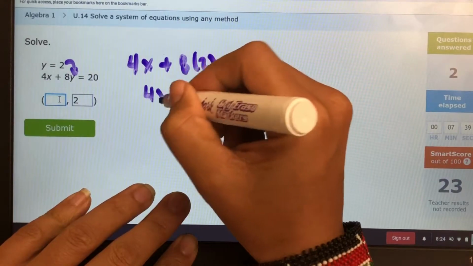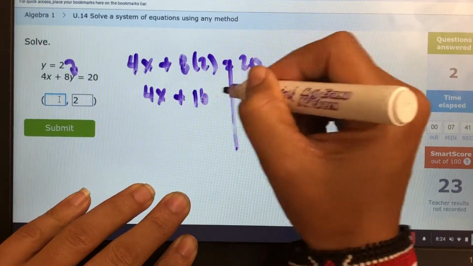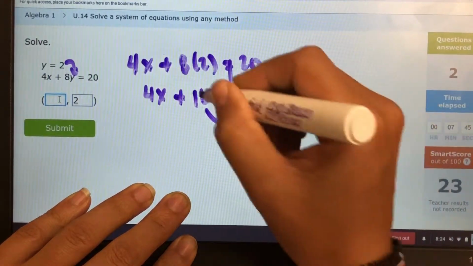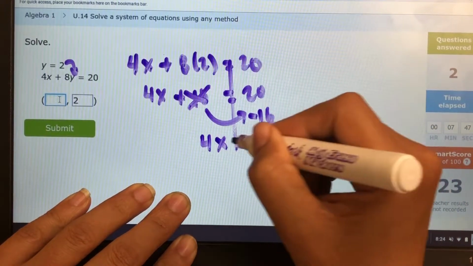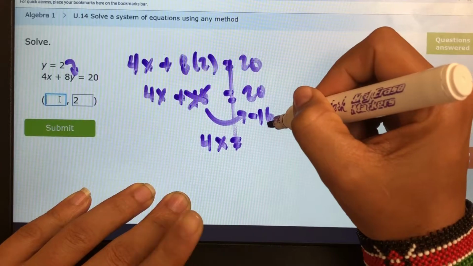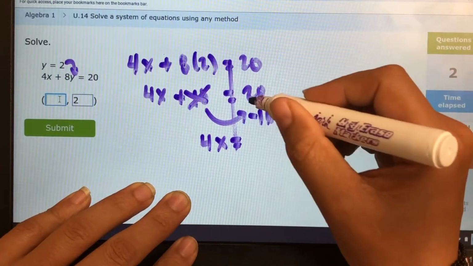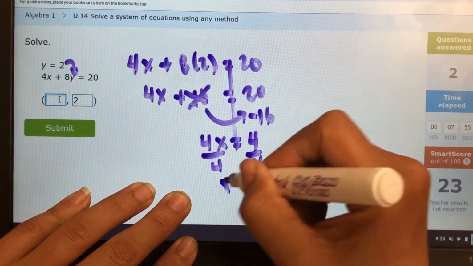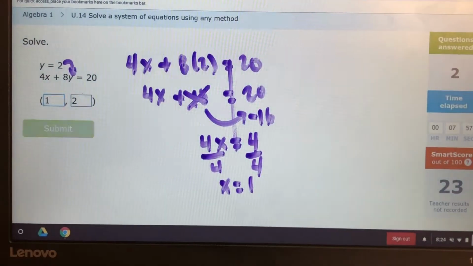All right, so I've got 4x plus 16 equals 20. Take the 16 to the other side. It's going to be -16. That goes away. So I've got 4x equals, positive meets negative. Who wins? Positives do because they have more people, but they win by 4. Divide both sides by 4. You're going to get x is equal to 1.